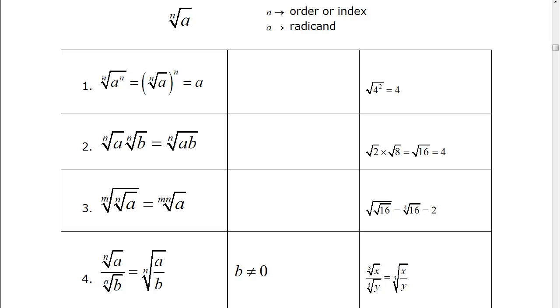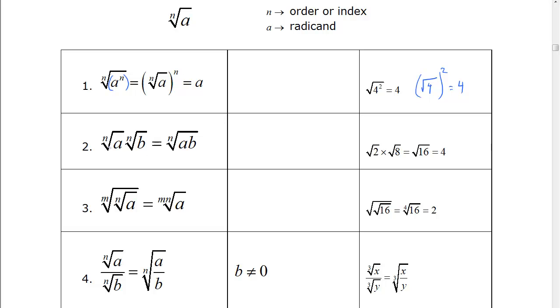So if we have the nth root of a to the power of n in rule number 1 here, that's the same as the nth root of a all to the power of n. Notice the bracket can be around the root, or we can take the exponent inside the root, where the bracket would be like that. And either way, the answer is a. So we have one example over here. The square root of 4 squared is 4, and that would be the equivalent of the square root of 4 all squared, which is also 4.